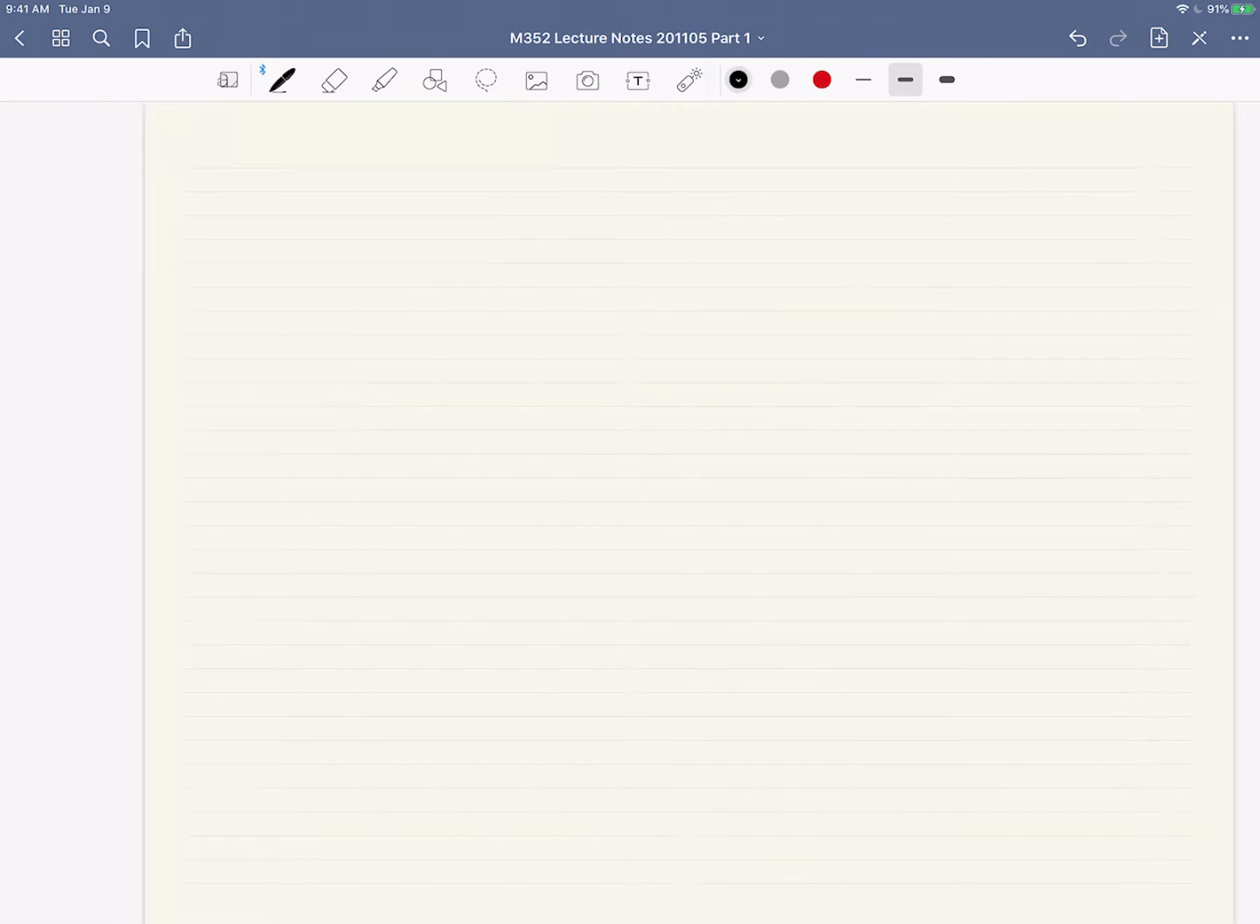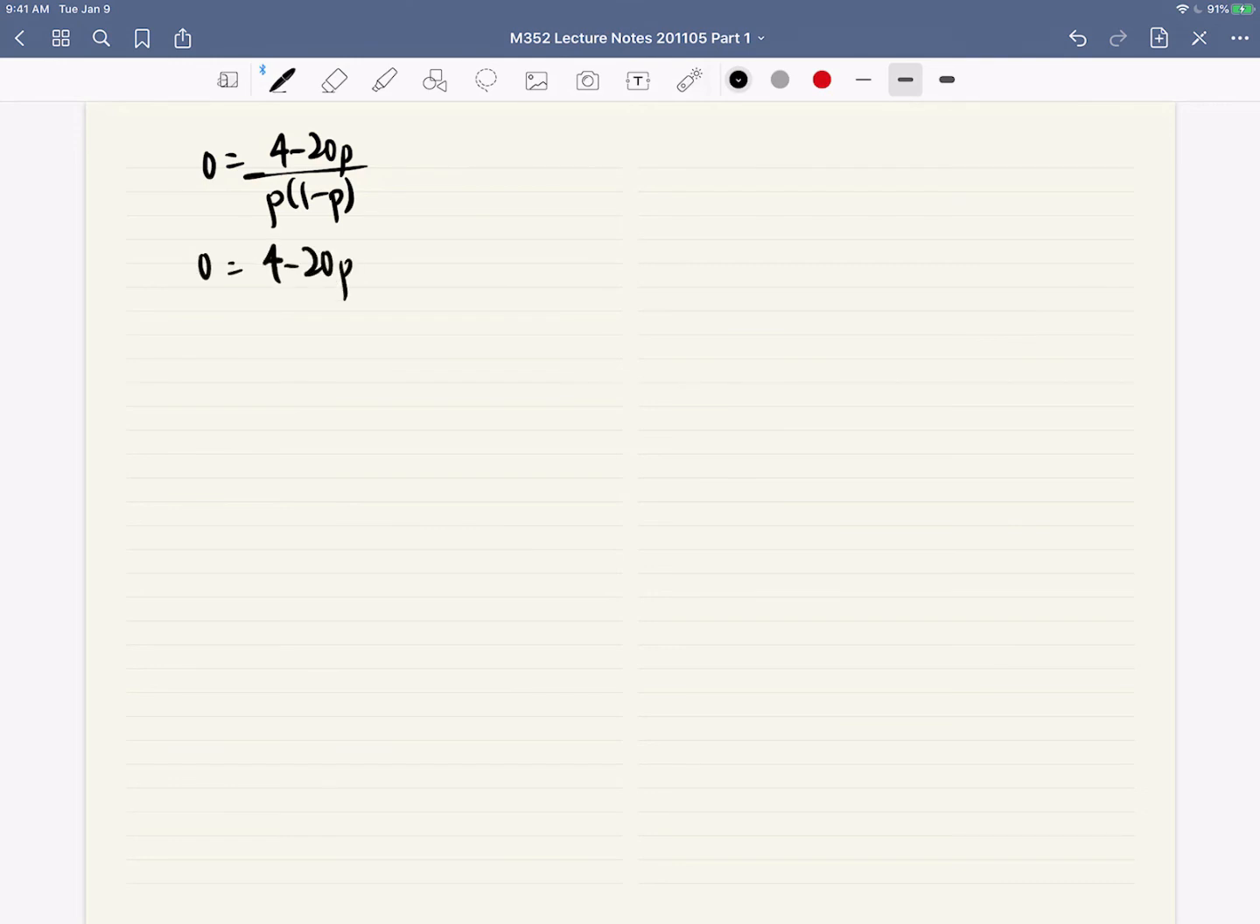So I'm moving to the next page. 0 equals 4 minus 20p over p times 1 minus p. Multiply both sides by the denominator. We clear it. We get that. And solve for p. You get this, which is, no surprise, 0.2. It's what we got from the previous approach. And it's what we got from our first approach with the expected value. So three ways to give you a sense for how we can find a maximum likelihood estimator.